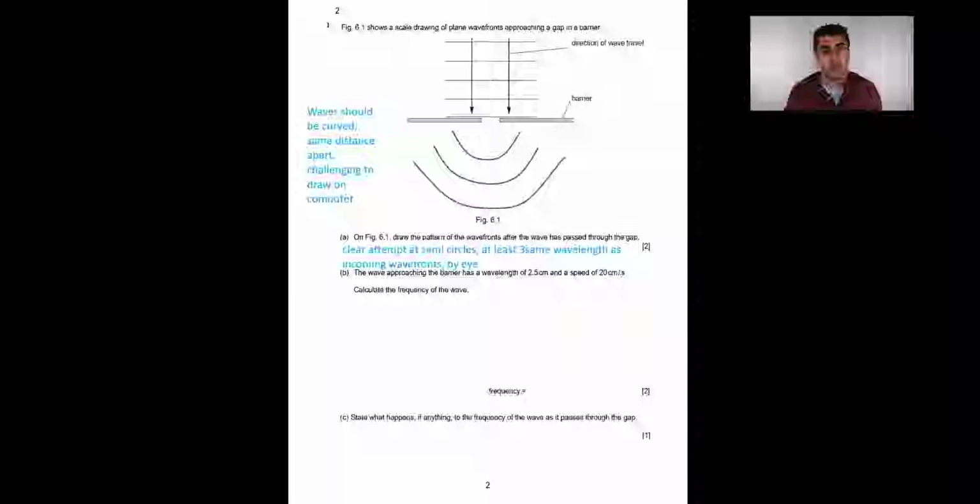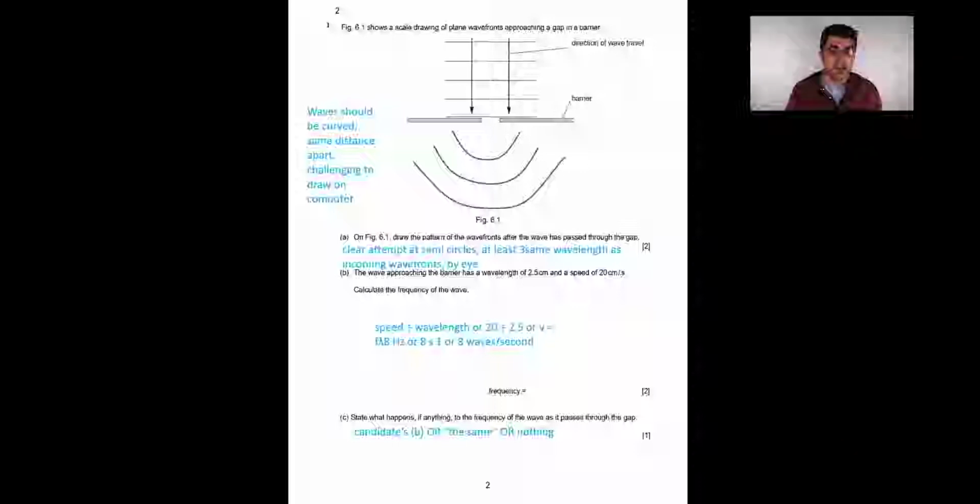Part B. The wave approaching the barrier has a wavelength of 2.5 centimeters and a speed of 20 centimeters per second. Calculate the frequency of the wave. Well, the formula for speed, frequency and wavelength is v equals f lambda, so f equals v divided by lambda. In other words, it is speed divided by wavelength, which should give you 8 Hertz, or 8 waves per second.